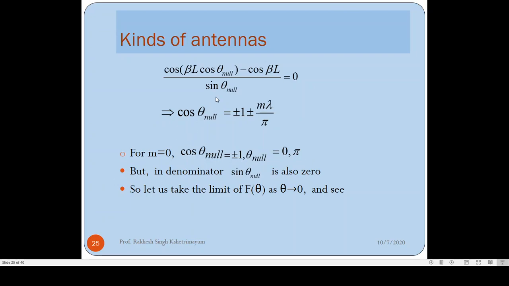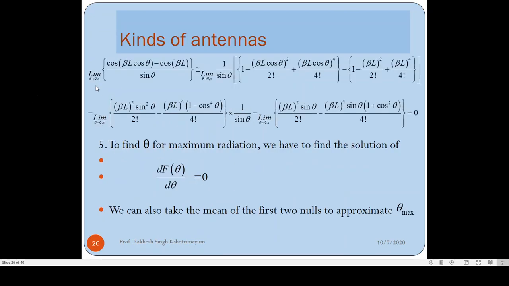So but then you see that here when theta null is 0 or pi, sine of theta null will also become 0 or pi, so it becomes indeterminate. So numerator is also 0, denominator is also 0, so this function becomes indeterminate when theta null is equal to 0 or pi. In that case, you can find out the limit by taking theta equal to 0 or pi.